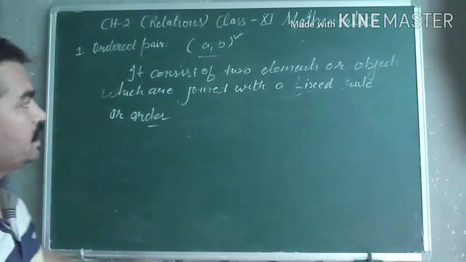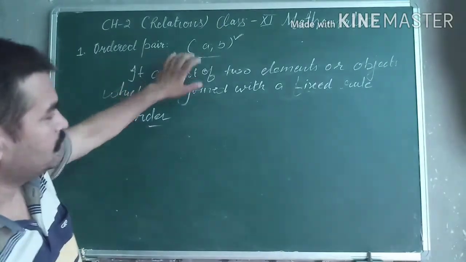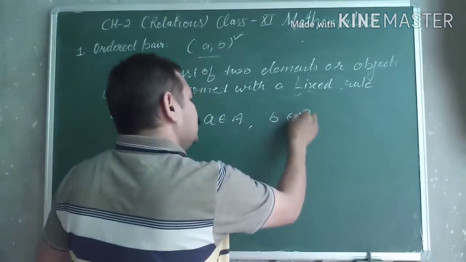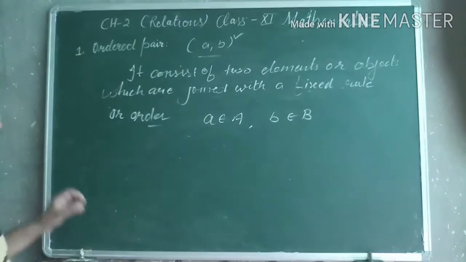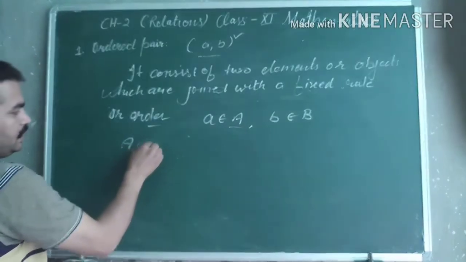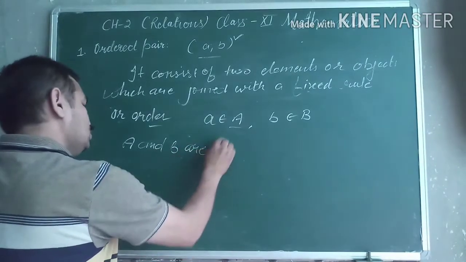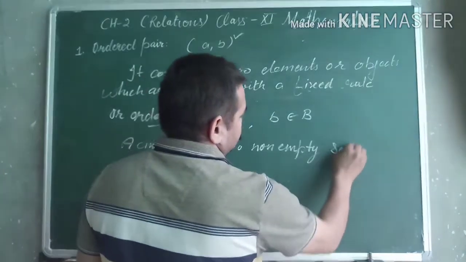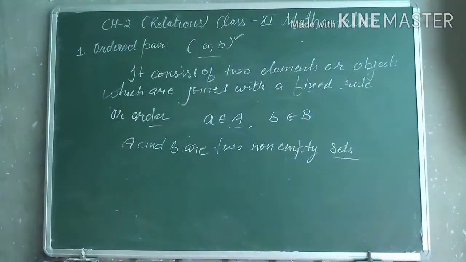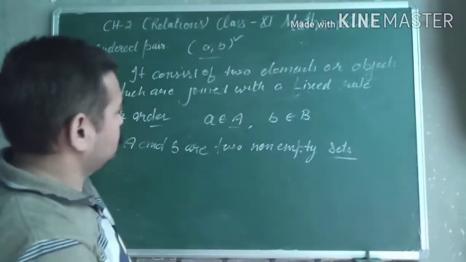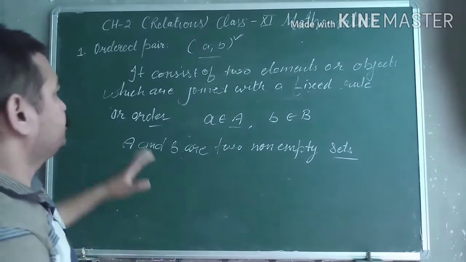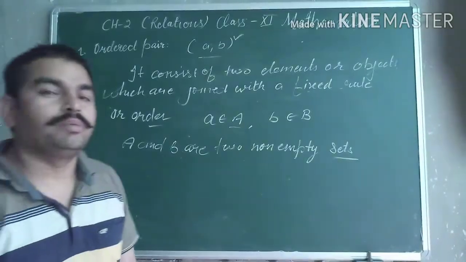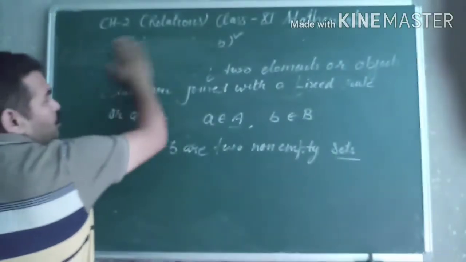नेक्स्ट आता है हमारे पास कार्टेशियन प्रोडक्ट. This ordered pair belongs to the sets A and B. It means the first element belongs to the set A and the second belongs to the set B. A and B are two non-empty sets. Now we will discuss the Cartesian product of two non-empty sets. So I hope you understood this.